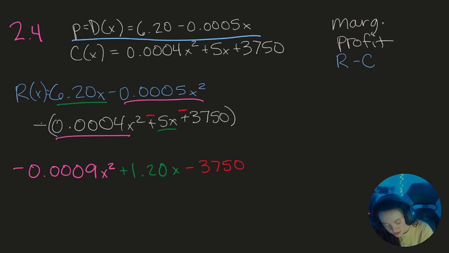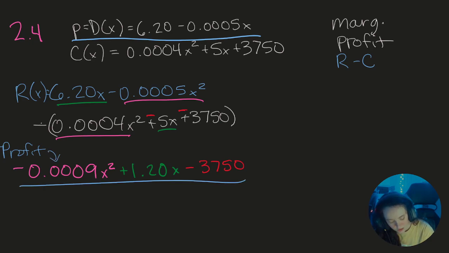Okay? So now we take our derivative in order to find our marginal profit. This is just our profit. Oops. This is just our profit right here. This whole thing is our profit. So now we have to take the derivative of that to find our marginal profit, and our negative 0.0009 times 2 is going to be negative 0.0018x plus 1.20. And that's what it wants.